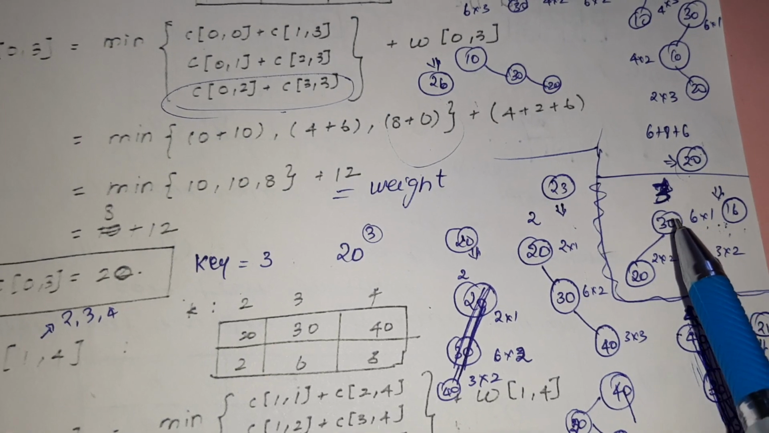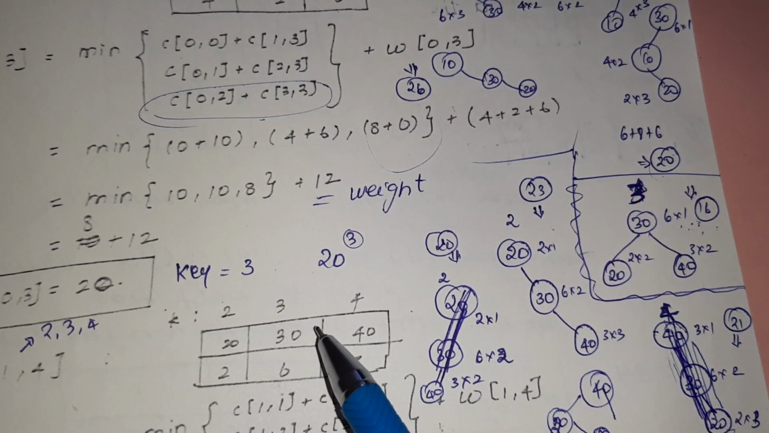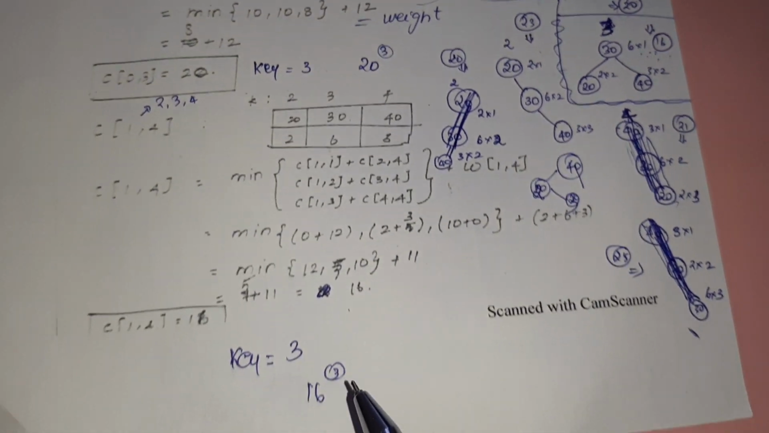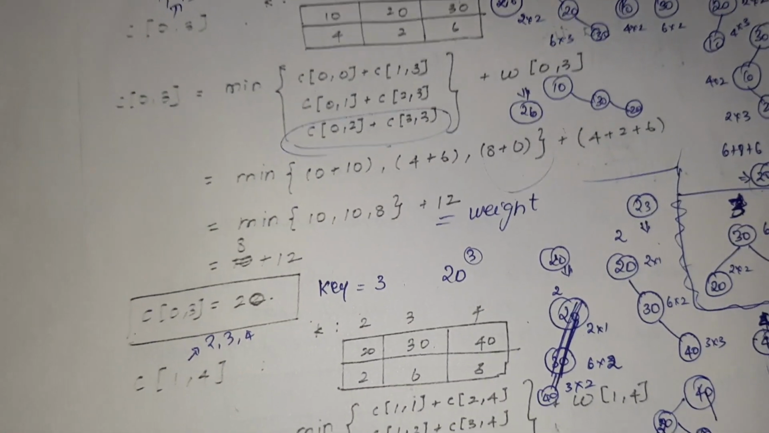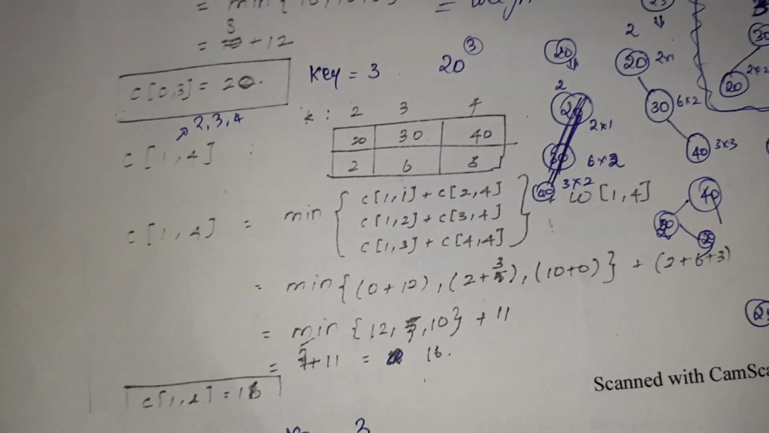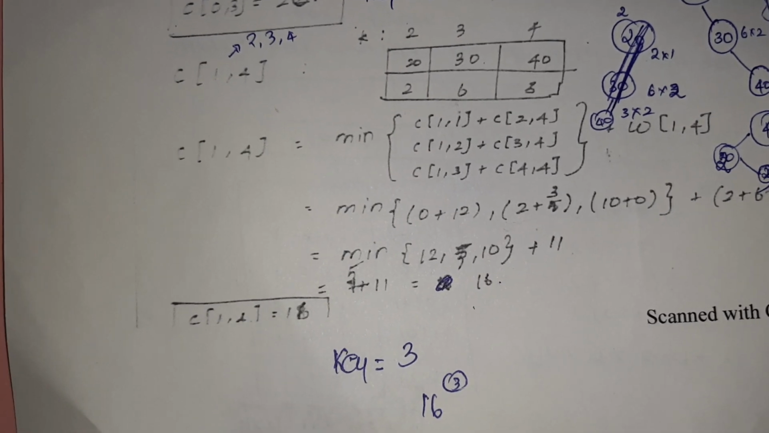But whenever 30 is the parent node, we are going to find out the minimum value. The parent value is 30, so what will be the key value? 3 is the key value. Just write it here: key equal to 3, 16 power 3. In the place of 0, 1, 4 we are going to write 16. For our understanding purpose, above the 16 we are going to keep 3 as the power.